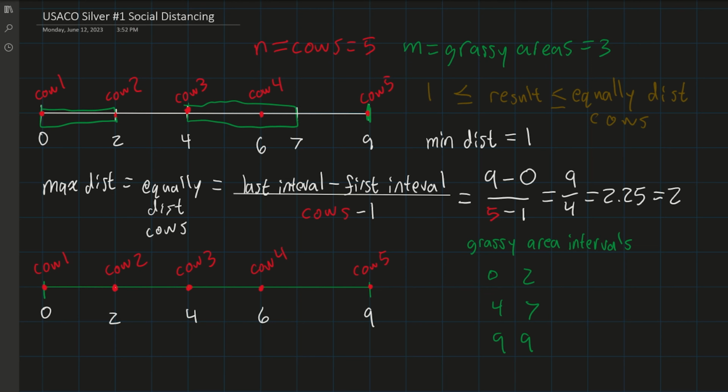Now, I do want to note that the grassy area intervals that were given were already sorted. However, in most cases, they won't be sorted, so we should sort them. So we can always figure out what's the last interval and the first interval of our grassy area. Also, I would like to talk about how we got it on the first try on equally distant cows. This won't always work out. We're going to have another example where it won't work out in the first attempt, and we're going to talk about the approach on creating an algorithm to quickly find out the minimum distance.